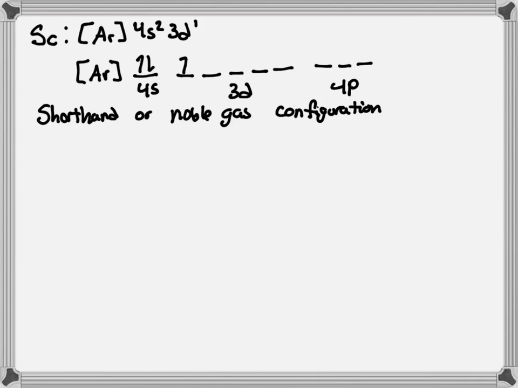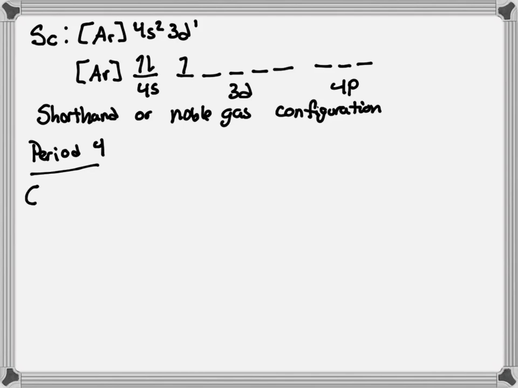Now, in period 3, or not period 3, sorry. In period 4, I'm looking at the wrong thing. In period 4, I have 2 exceptions to the rule, okay? So chromium and copper have unusual electron configurations.